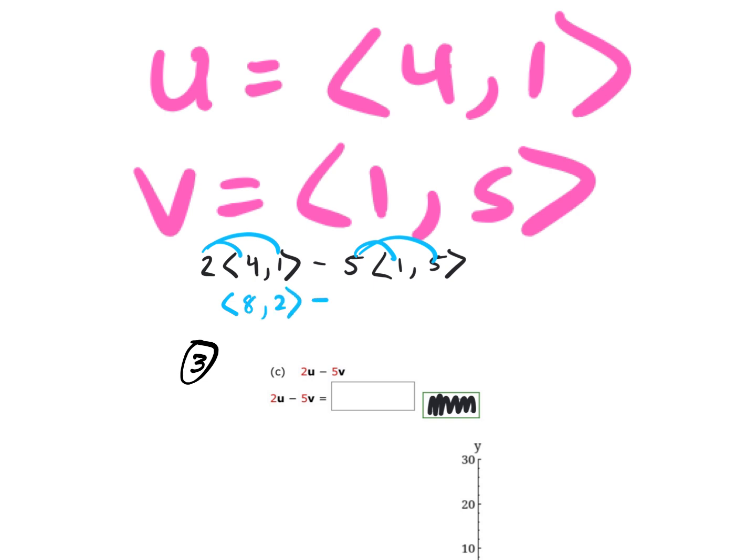Minus, I'm just distributing the positive 5, and I'm going to leave it as a minus in the middle, so 5, 25. And now we can subtract. So 8 minus 5 would be 3, and then 2 minus 25 would be negative 23.